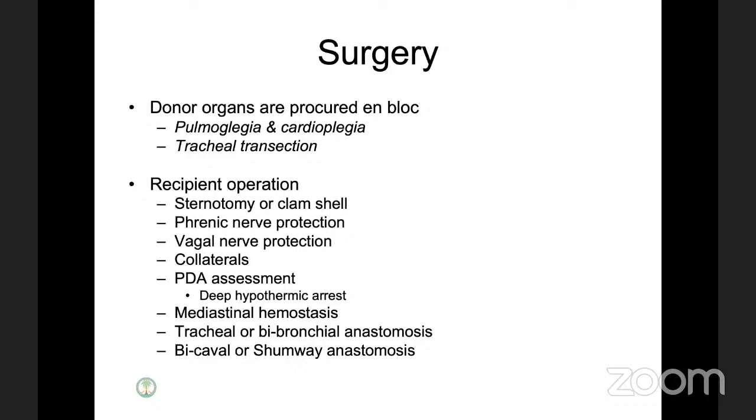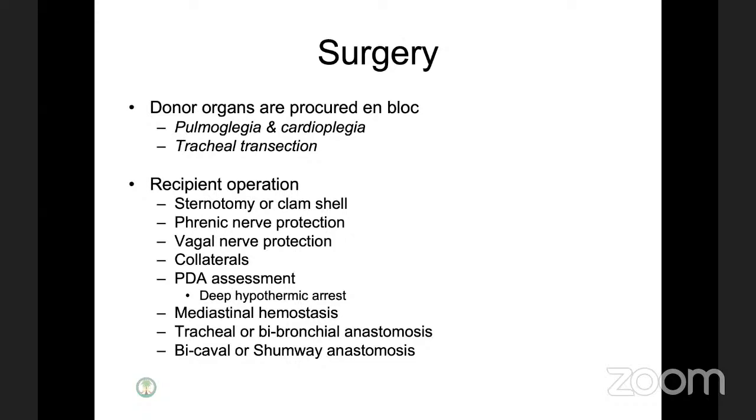But the tracheal anastomosis is actually the easier anastomosis, and this is one reason why in the beginning lungs were also transplanted en bloc, because the bibronchial anastomosis would actually get necrotic. So both have their own cons and pros. My technique is that if I can at all, I do a tracheal anastomosis.